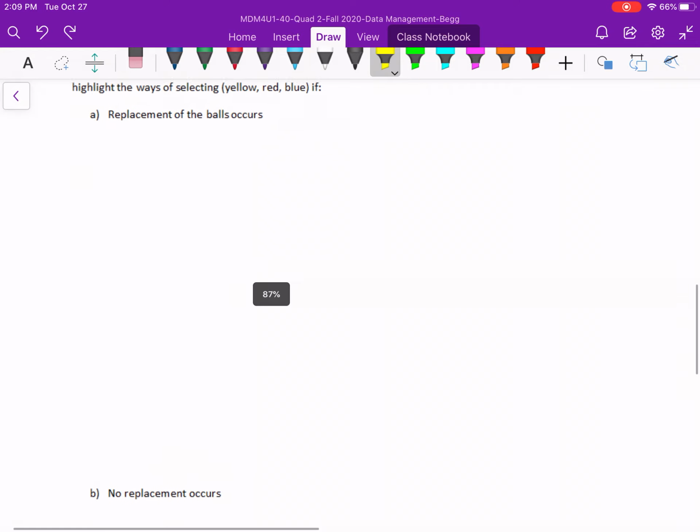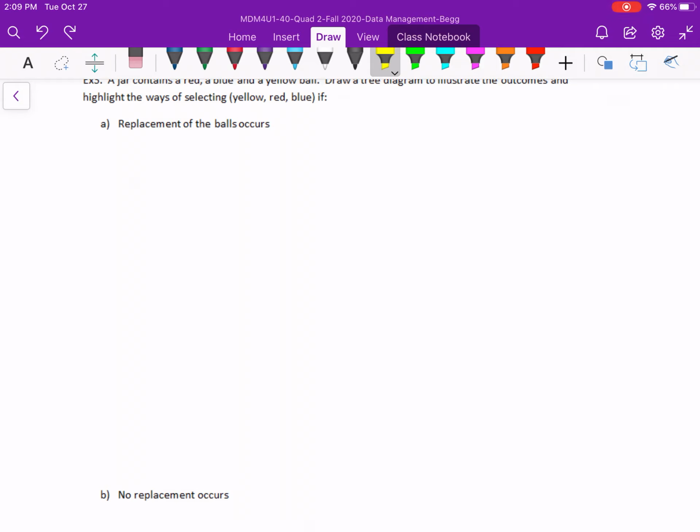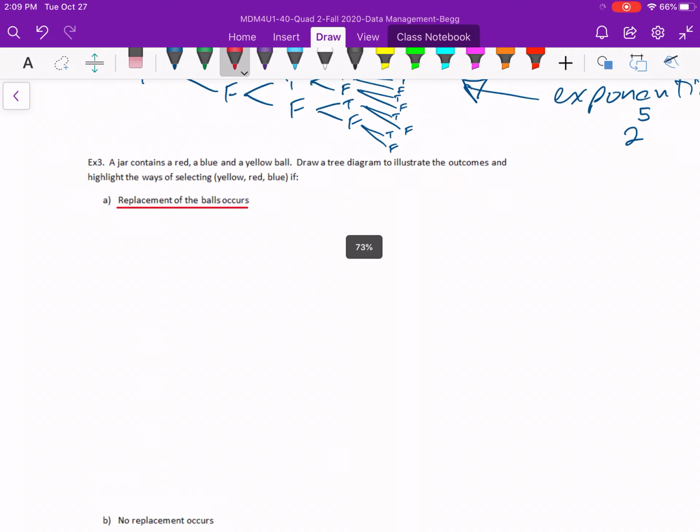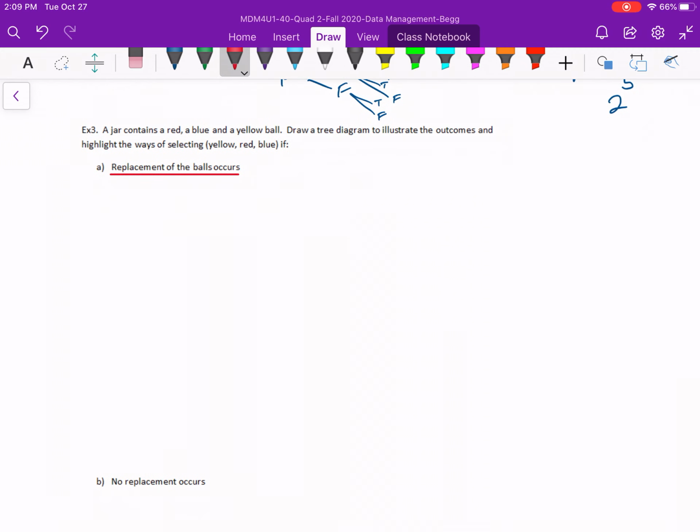Anyway, let's start by drawing the tree diagram. So replacement of balls occurs. That is important again. That's very, very crucial that we know whether or not they're putting the balls back in. So we've got this jar, and it's got 3 balls in it, 1 of each, and we're going to pull out a ball and we're going to put it back in.